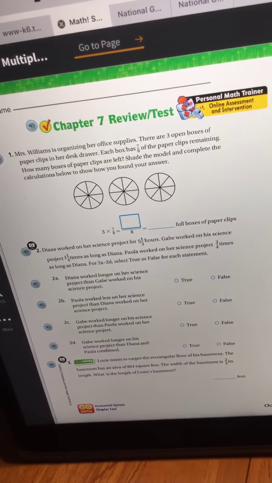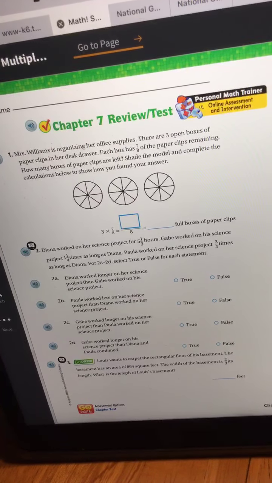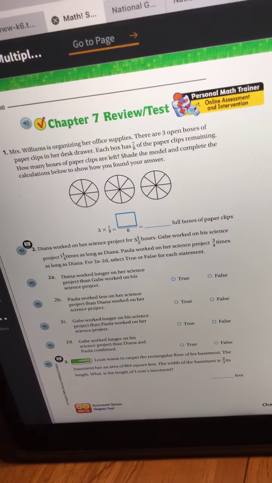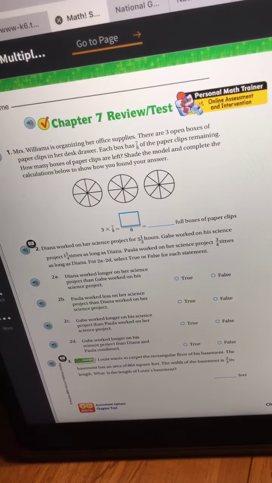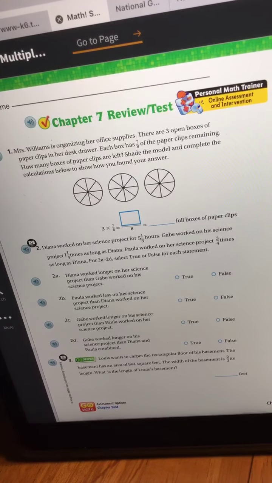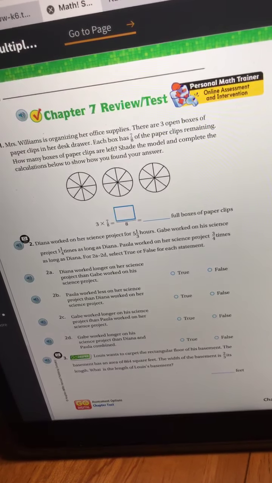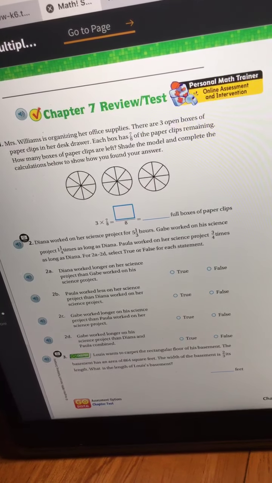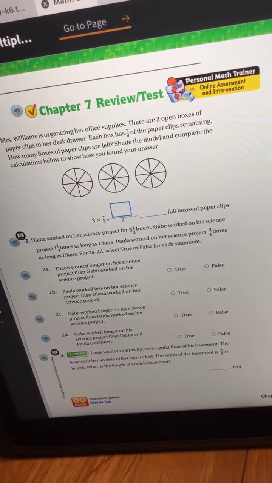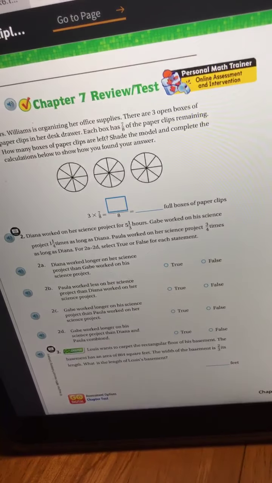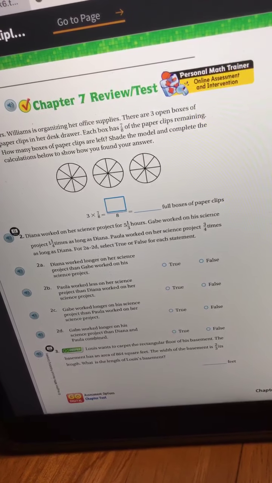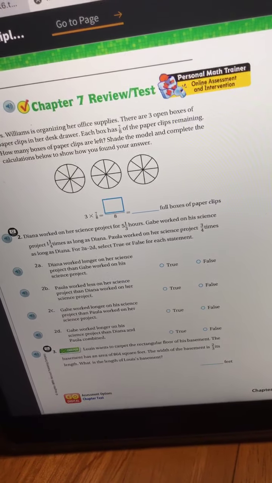Paula worked on her science project 3/4 times as long as Diana. Think about what that means. 3/4 times is smaller than 1 whole, so that means she worked less time than Diana. So we have to figure this out with some true and false. Now, look over here. We already were thinking about what they're going to ask in a moment. So for 2A, 2B, 2C, and 2D, we have to pick true or false.